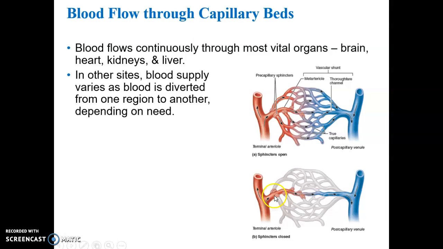Now down here at the bottom there are little sphincters that close off and limit the flow of blood through capillaries, and shunt the blood through a main capillary. So basically the capillary beds are not being supplied with much blood, so there's minimal delivery of nutrients and oxygen and minimal removal of waste materials.